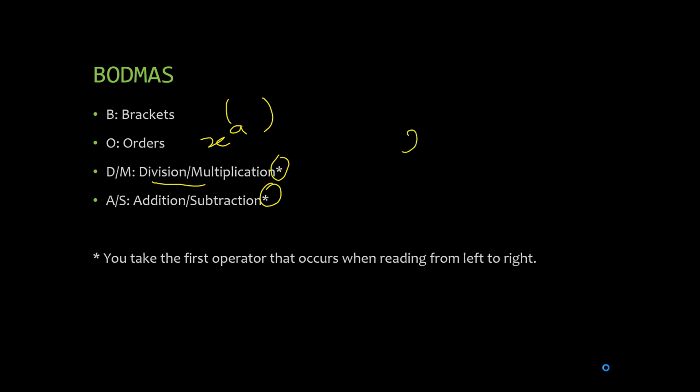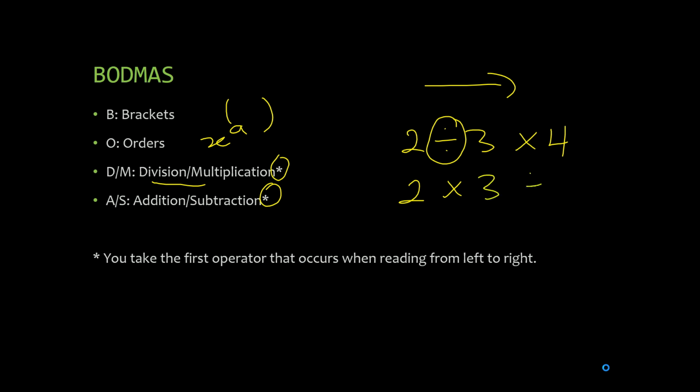Let's say for instance I have 2 divided by 3 multiplied by 4. I have to do the division first because it comes first when I'm reading from left to right. If I have 2 multiplied by 3 divided by 4, I would have to do the multiplication first in this case, because reading from left to right, I come across the multiplication first. So that's what it means when I say you take the first one when reading from left to right.